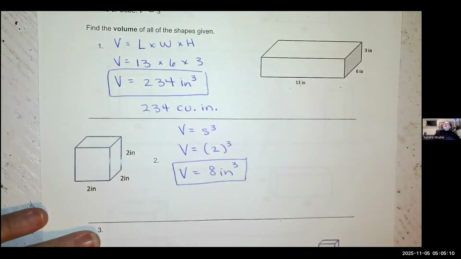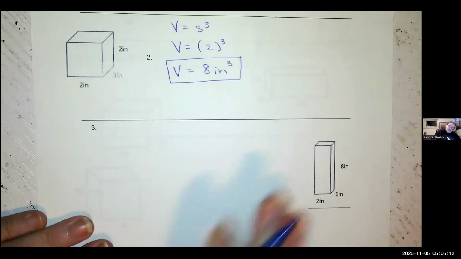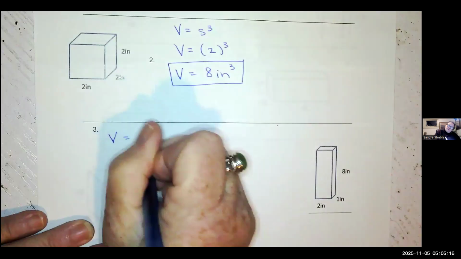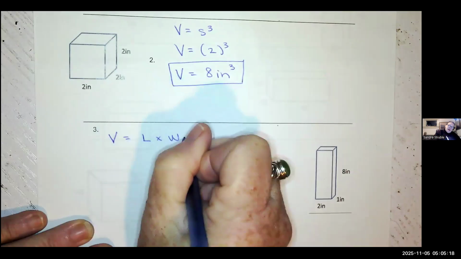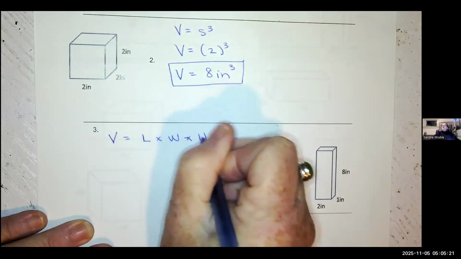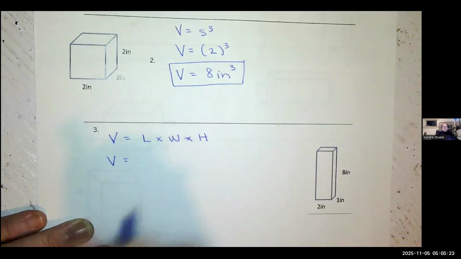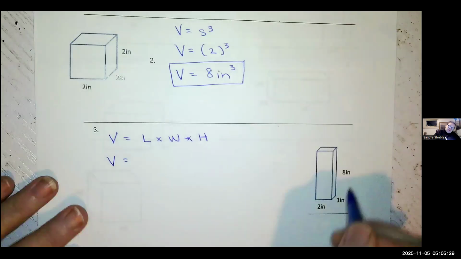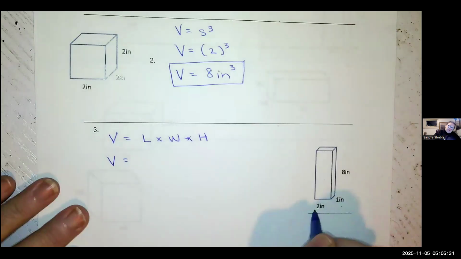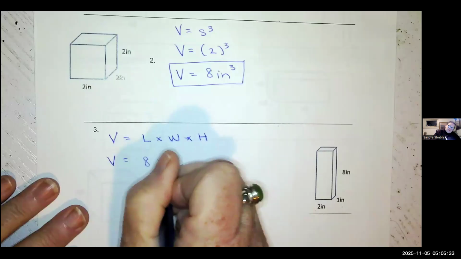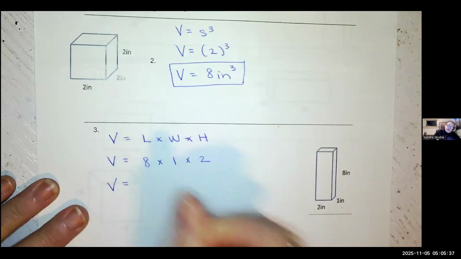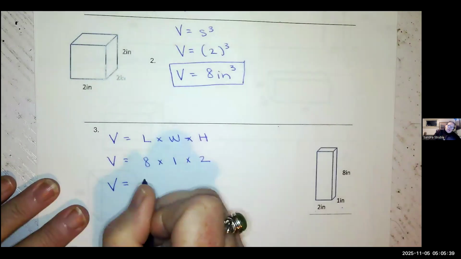Now, this one is another rectangular solid. So our volume is length times width times height. I want you to pause the video and do this one yourself, and then come back to see how you did. Okay. So it's 8 times 1 times 2. And that's going to be 16 inches cubed.